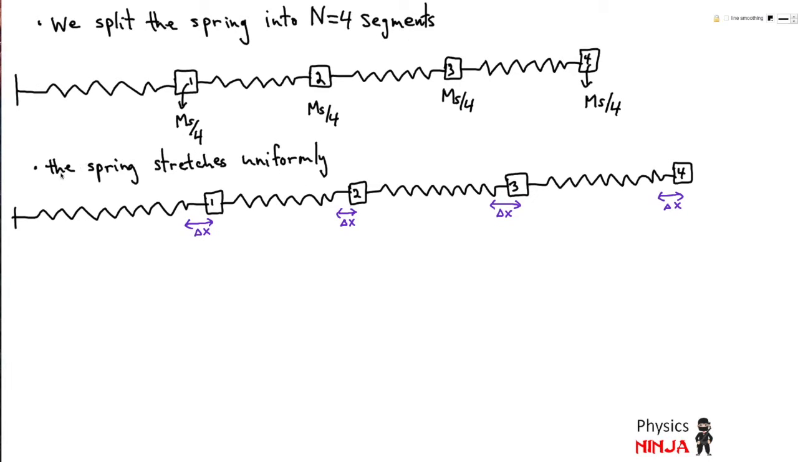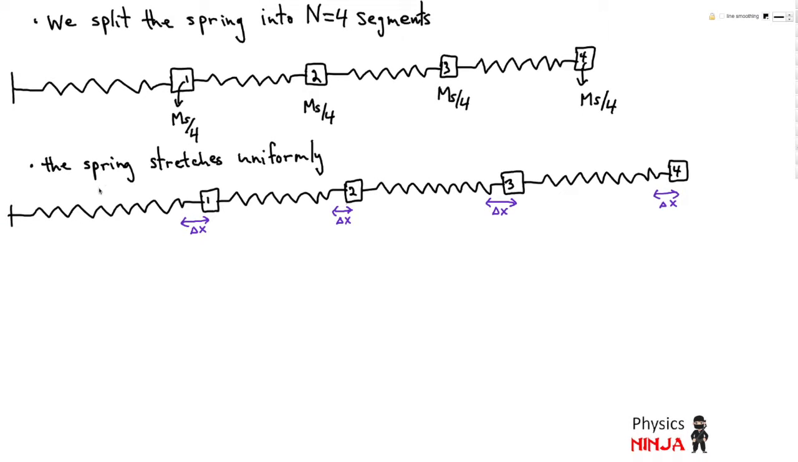The other assumption that I'm going to make in the following calculation is that when the spring stretches, it does so uniformly. So spring number 1 will stretch the same as spring number 4, the same as spring number 2 and spring number 3. They all stretch by the same amount, and they will all contract by the same amount. Let's write down the kinetic energy for any one of these 4 segments.